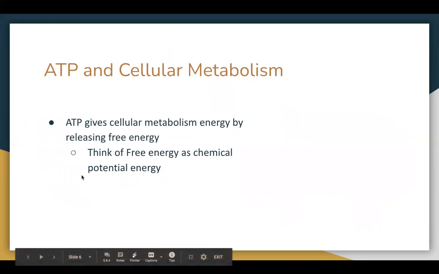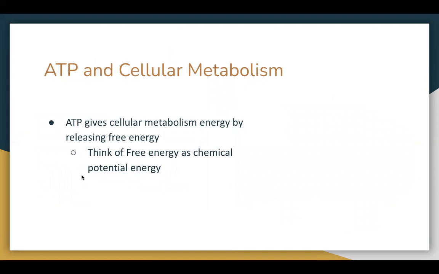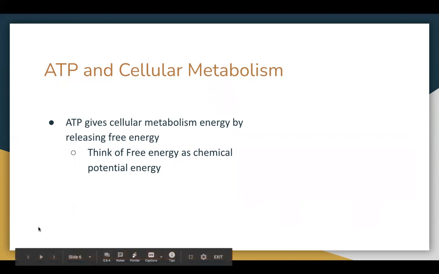ATP and cellular metabolism. ATP gives cellular metabolism energy by releasing free energy. Again, think back to that concept that free energy is chemical potential energy. So ATP has high chemical potential energy, and then it can be used as that input of energy into an endergonic reaction like cellular metabolism. And then it will be lowered in that potential energy at the end of the reaction.